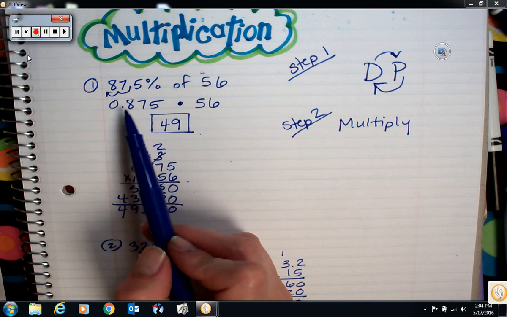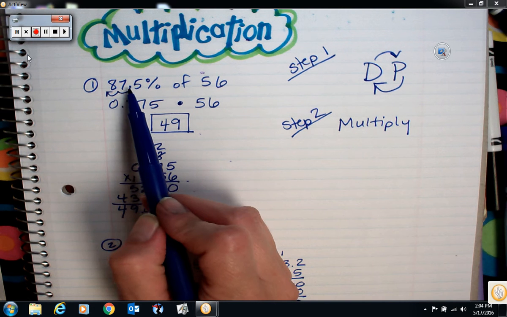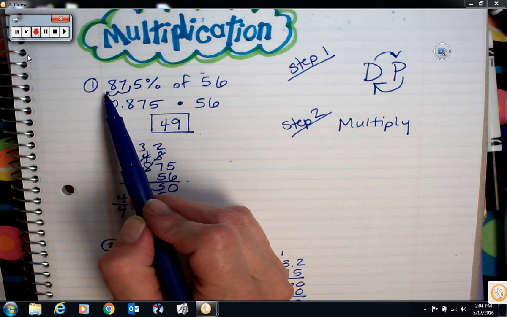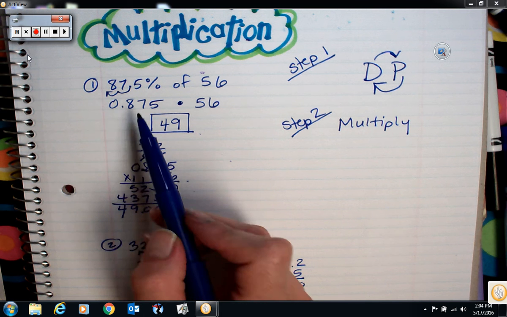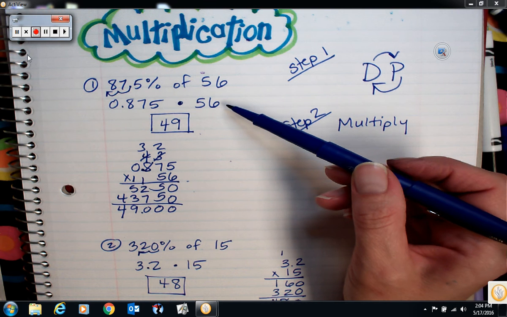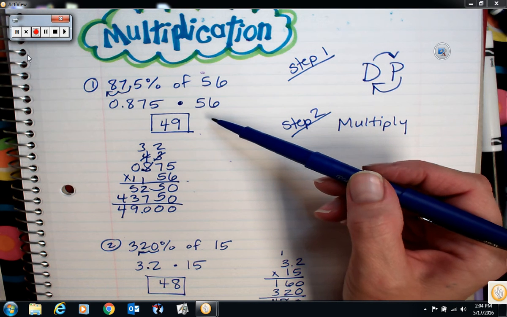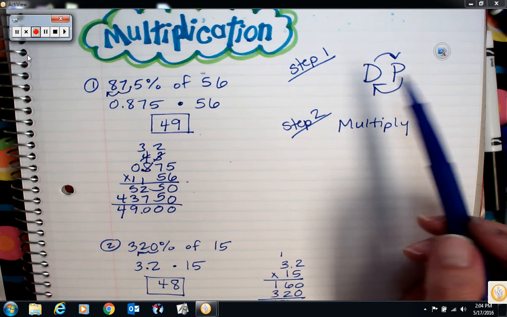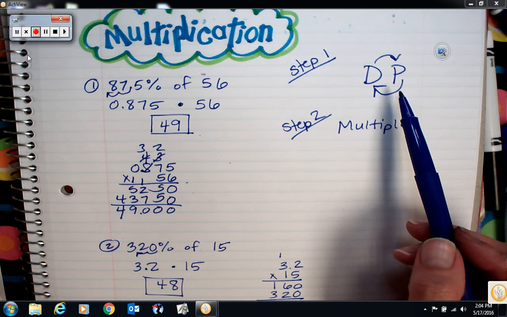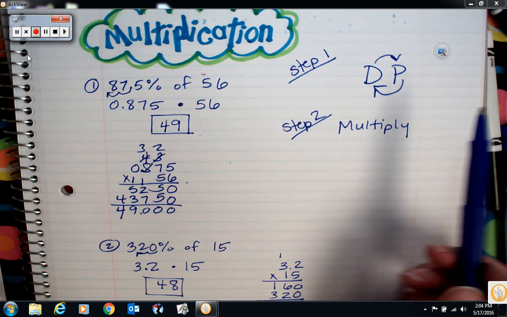So I need to change it to its decimal. I'm going to use that DP method to do that. So I changed 87 5/10%, I divided by 100 to get 875 thousandths. Then I can multiply 875 thousandths times 56. And when I did that, I got 49. So my first step in the multiplication method is to change the percent to a decimal and then multiply that decimal by the whole set number.